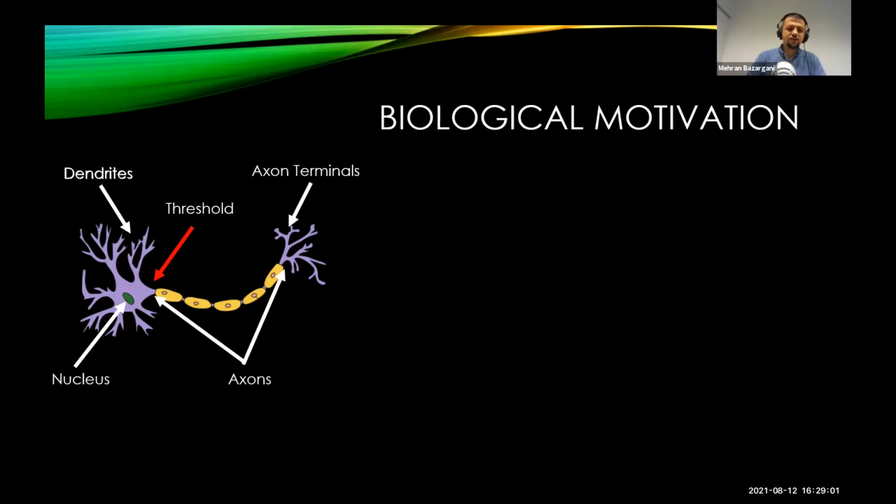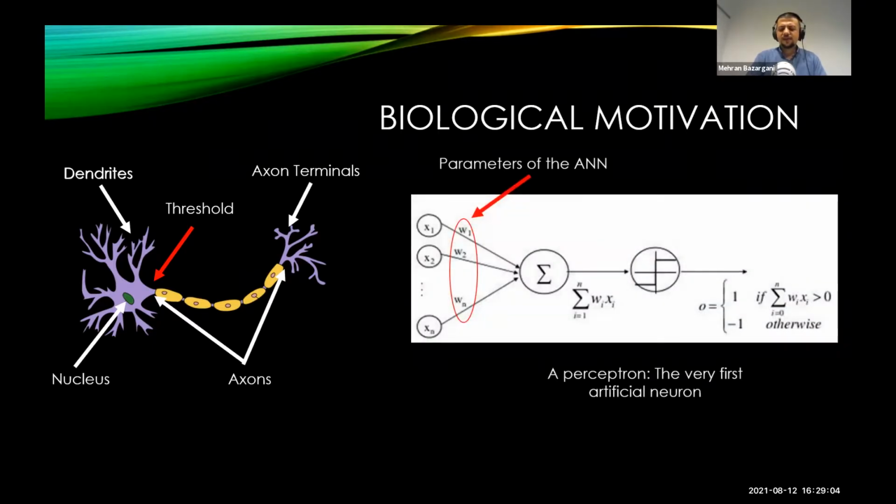Now, some sort of a similar design to a neuron is something that we call a perceptron in the realm of artificial neural networks. You might be interested to know that this is actually the very first artificial neuron. So over here, you see x1, x2, and xn. So this is sort of a vector of input data, right? So you can think of them as neurochemicals.